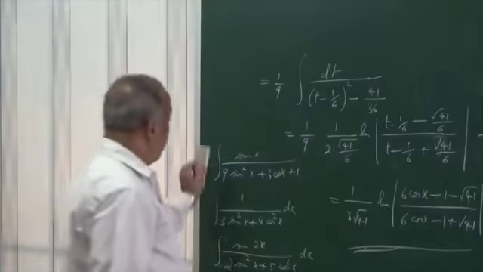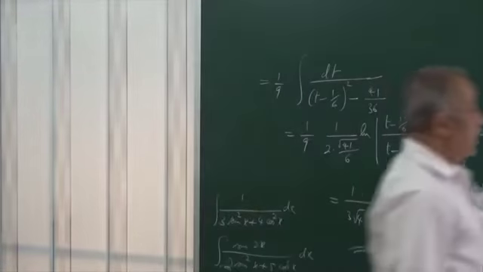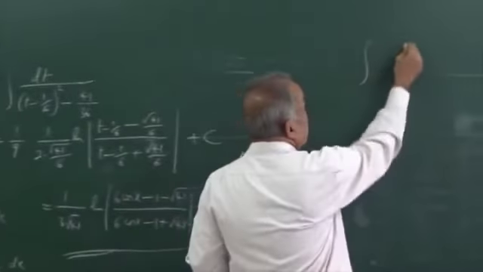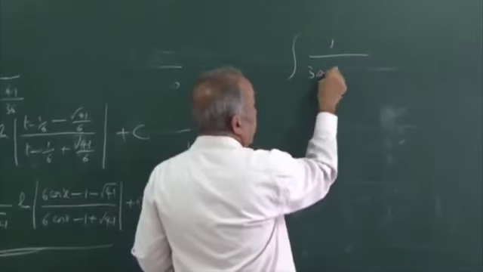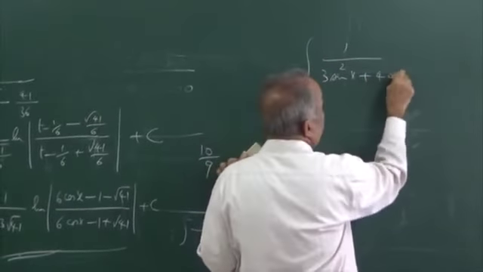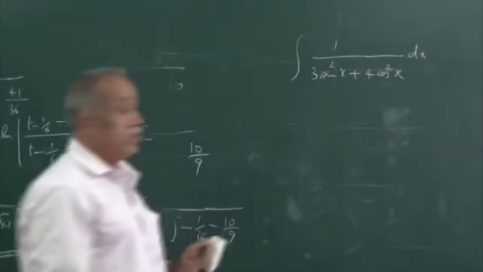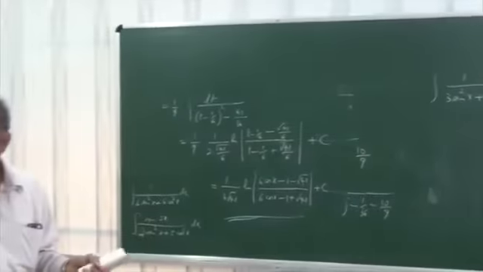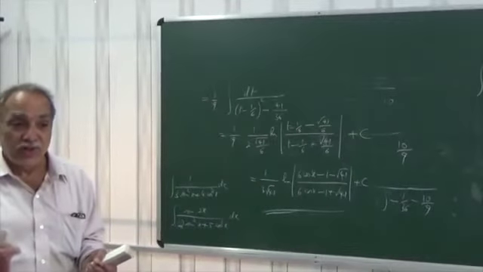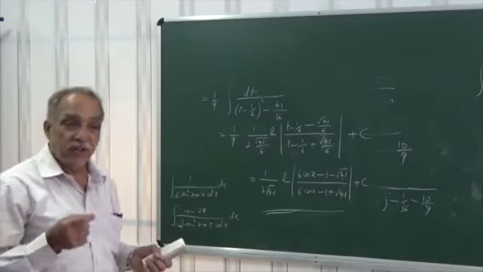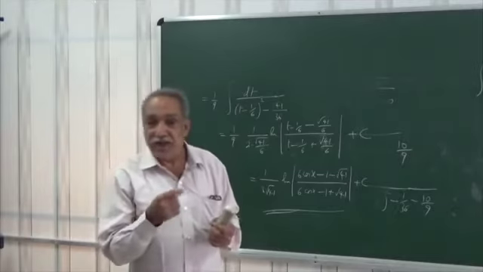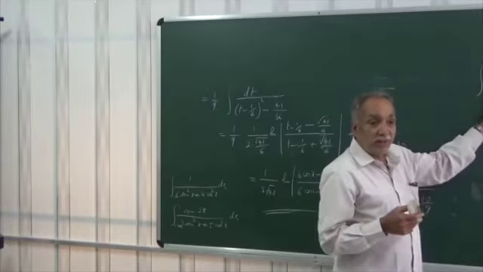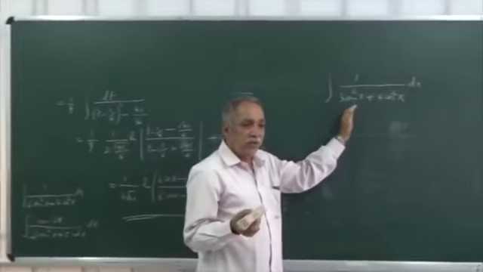Agreed. Next illustration, integration of 1 by an expression of the form a cos square x plus b sin square x. The numerator is a constant, the denominator is a sin square x plus b cos square x. We do not find the integrand as a product of two functions. Still, the method of integration by substitution is workable. You have to provide that second factor from your pocket. How do you get it done? Simply divide numerator and denominator by either cos square or sin square, any one of the two. The choice is yours.